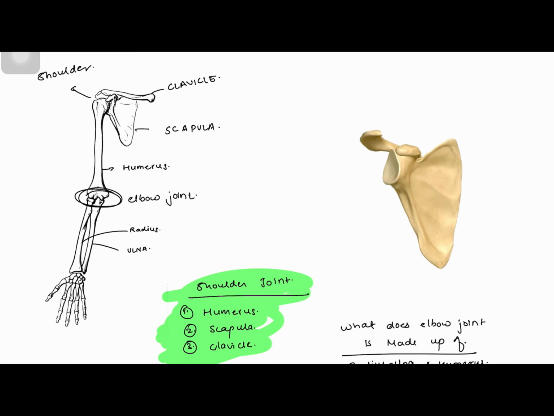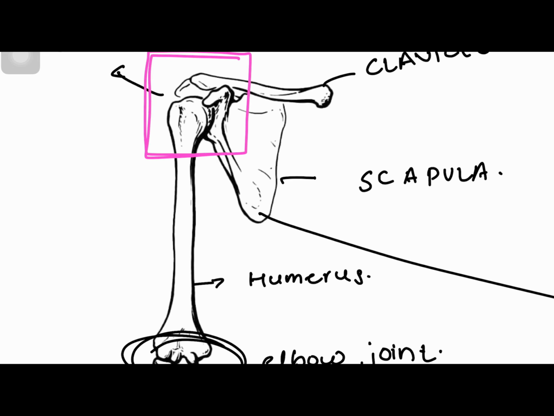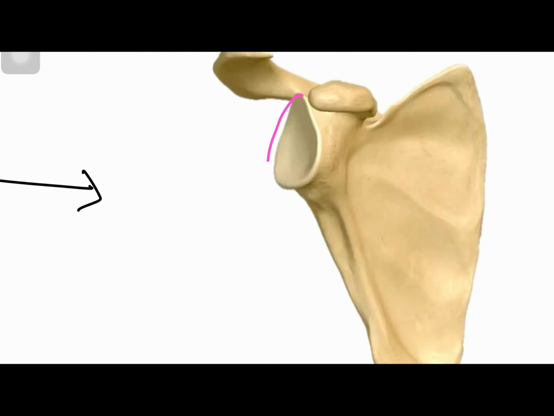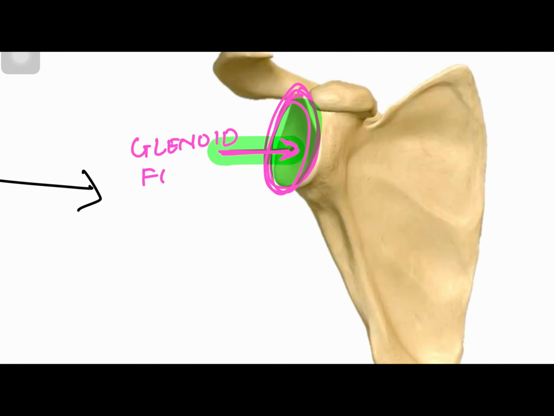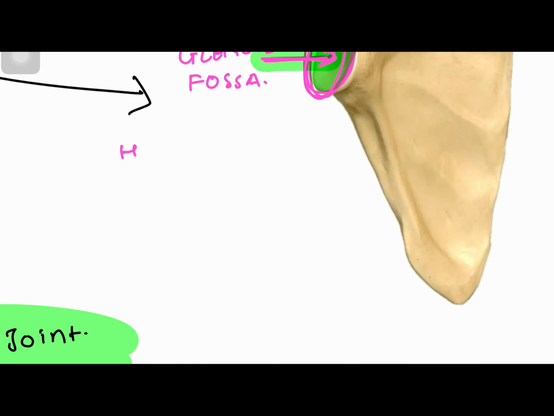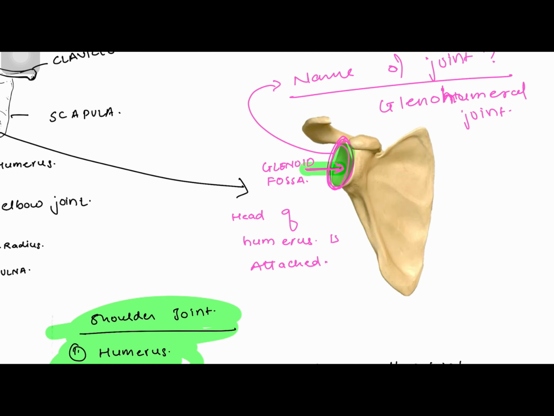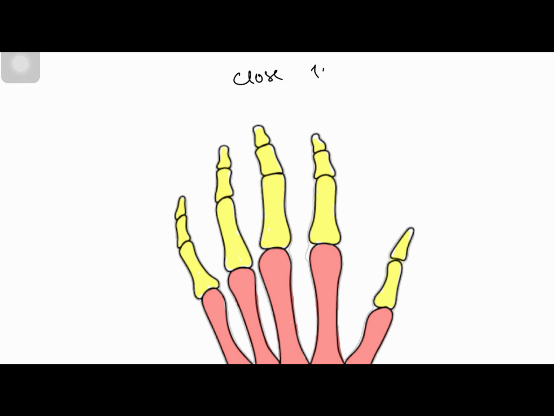Now you must be wondering where the humerus bone is attached to the scapula. There is a fossa, called the glenoid fossa. The humerus head is connected to the glenoid fossa, and that's how the joint is made. The name of this joint is the glenohumeral joint.